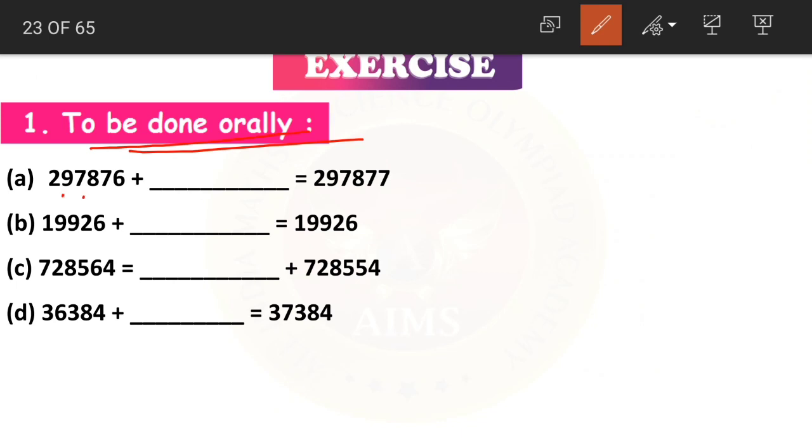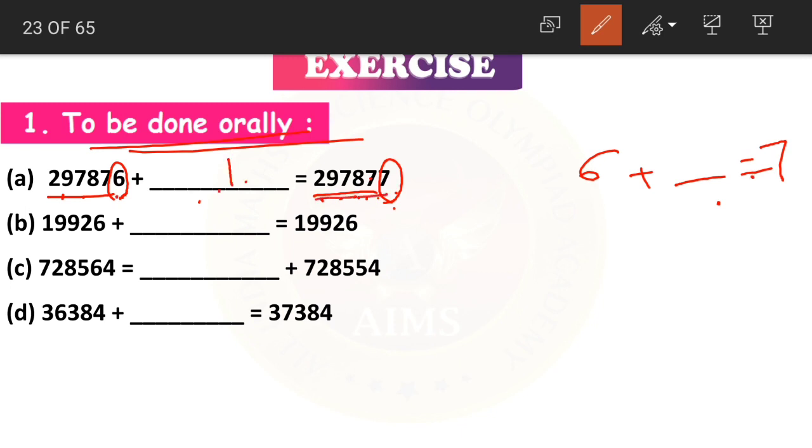2,97,876 plus dash is equals to 2,97,877. Now if you look at the numbers here children, in the addend and the sum, all the digits are same except for the digit in ones place. Yes, here we are having 6 and here we are having 7. 6 plus dash is equals to 7. Now what should the answer be, tell me? 1, right? 6 plus 1 gives us 7.